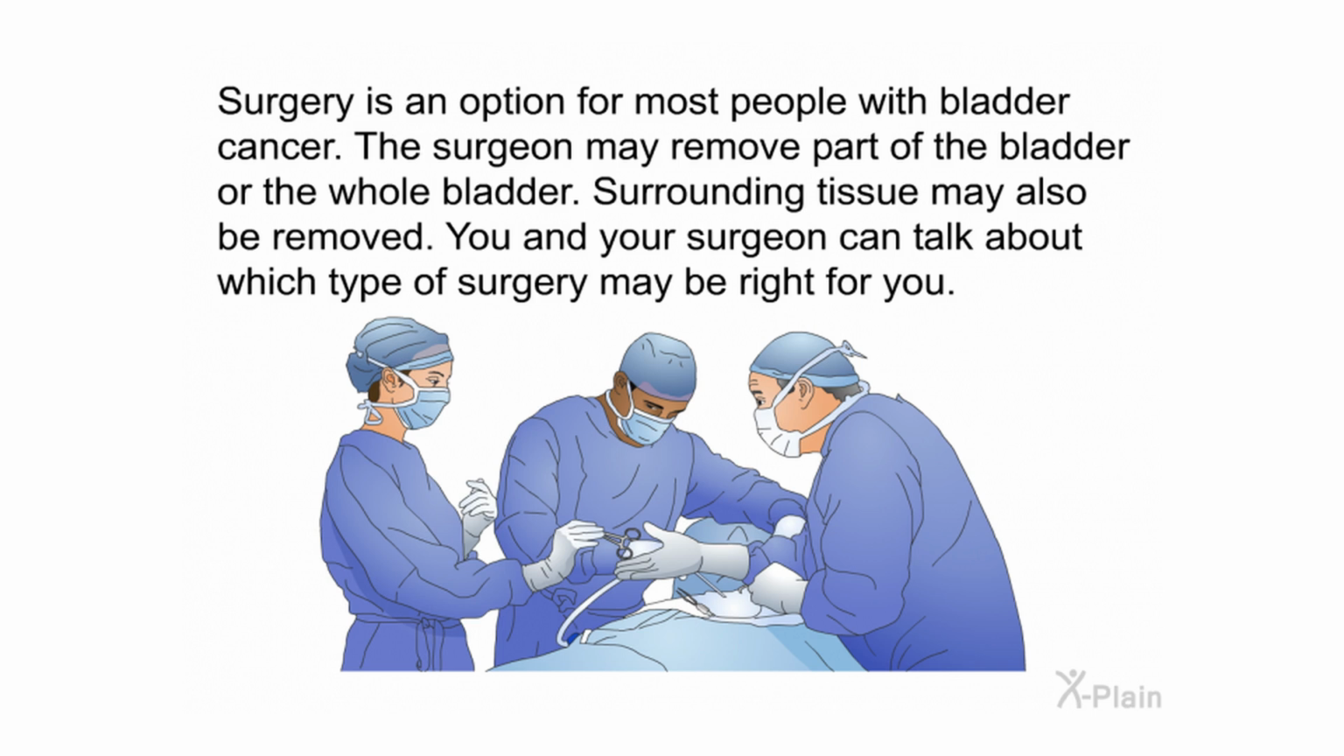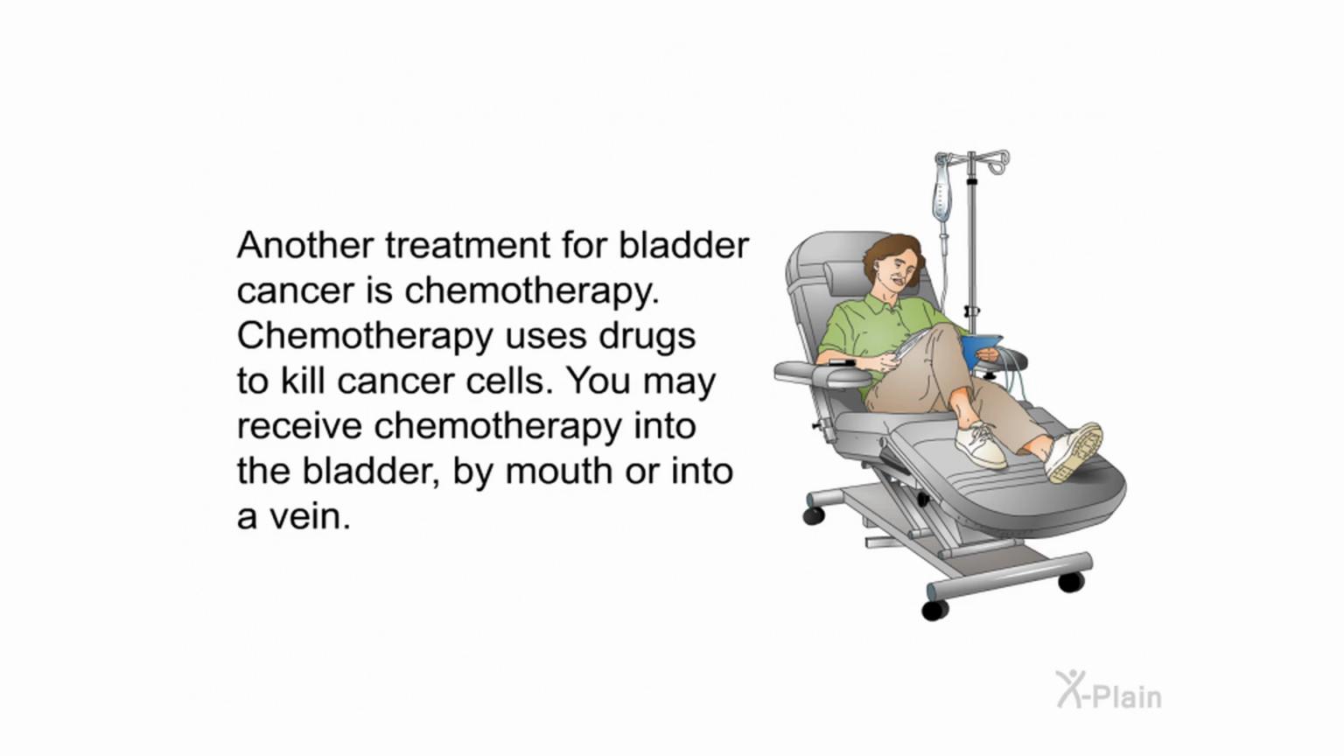Surgery is an option for most people with bladder cancer. The surgeon may remove part of the bladder or the whole bladder. Surrounding tissue may also be removed. You and your surgeon can talk about which type of surgery may be right for you. Another treatment for bladder cancer is chemotherapy. Chemotherapy uses drugs to kill cancer cells. You may receive chemotherapy into the bladder, by mouth, or into a vein.